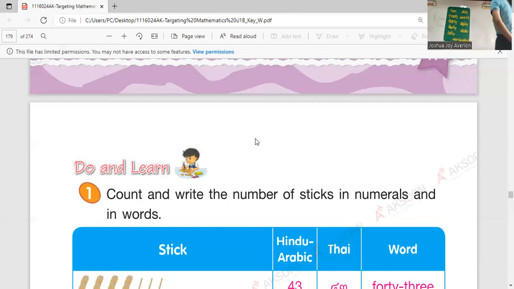So how are you going to spell 4? Spell 4. F-O-U-R. 5. F-I-V-E. 5. Then 3. T-H-R-E-E.